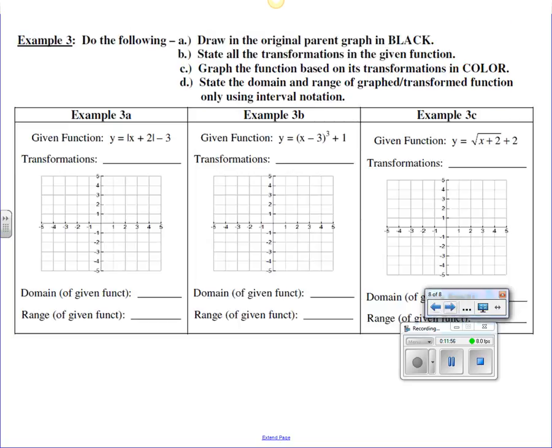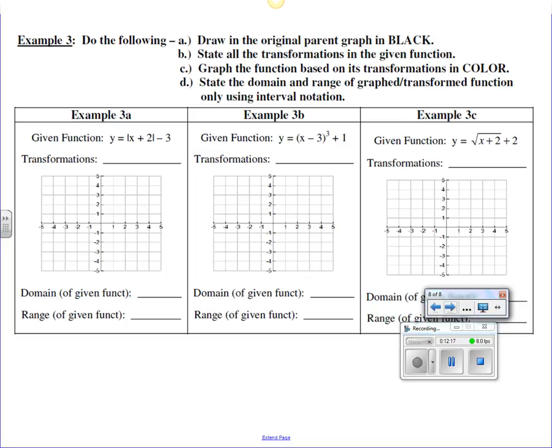All right, these directions say, draw the original parent function in black, state all transformations in the given function, graph the function based on its transformations in color, and state the domain and range using interval notation. Okay, so we'll start with the first direction. Draw the original parent function in black.